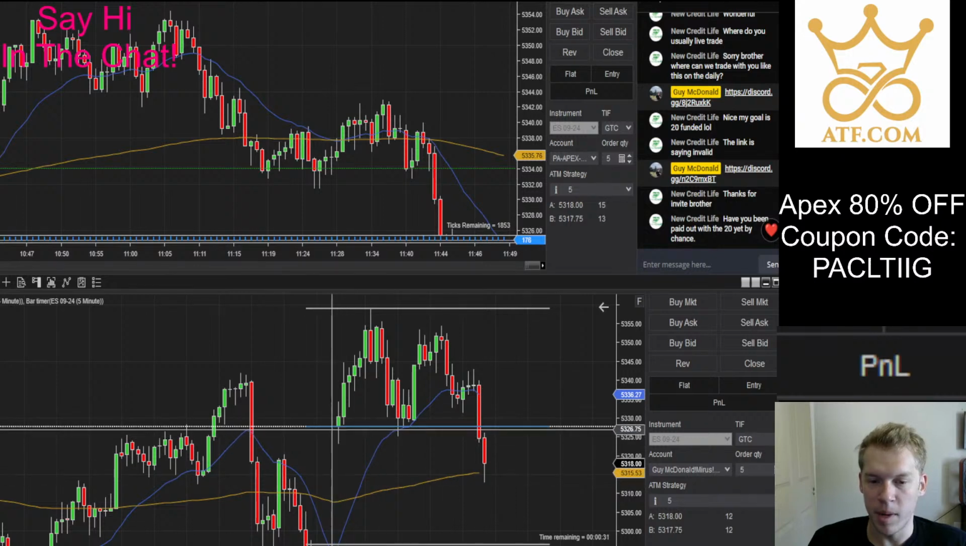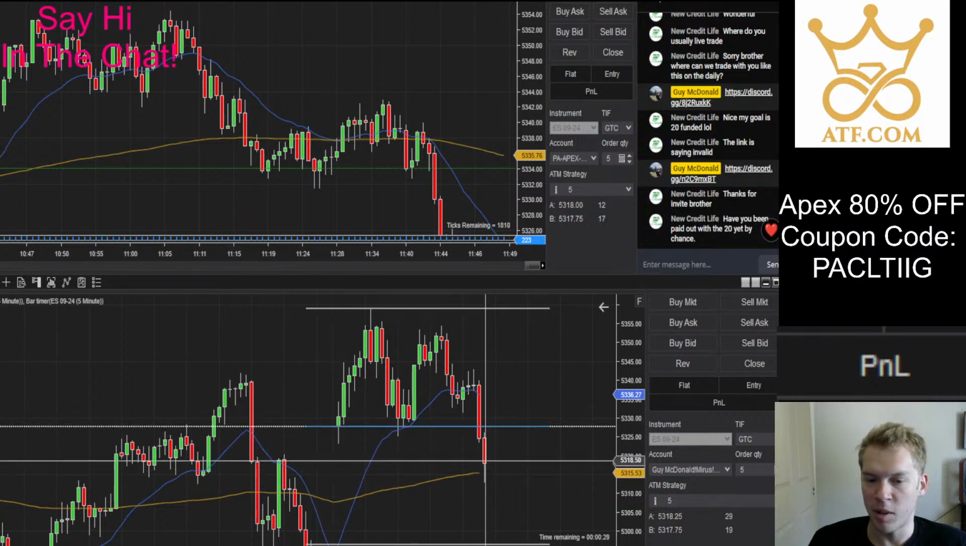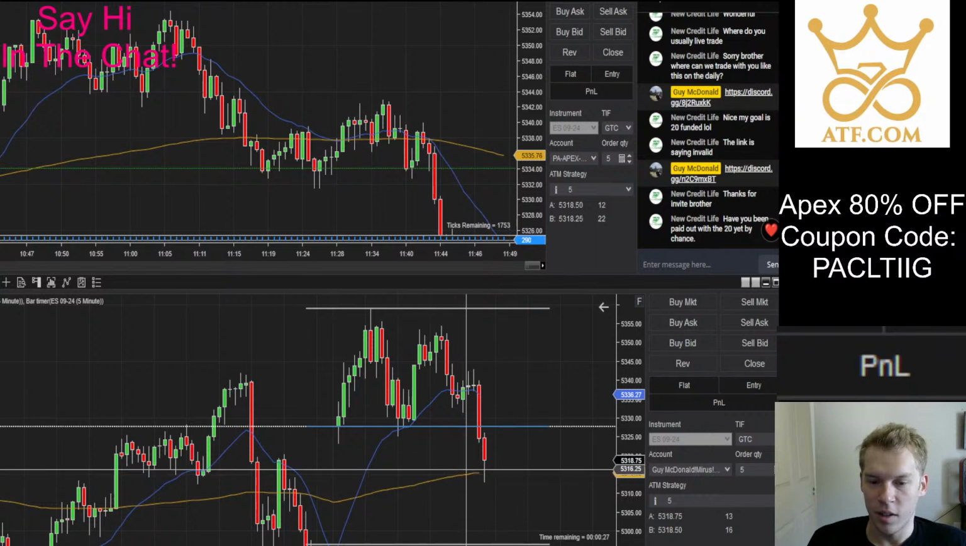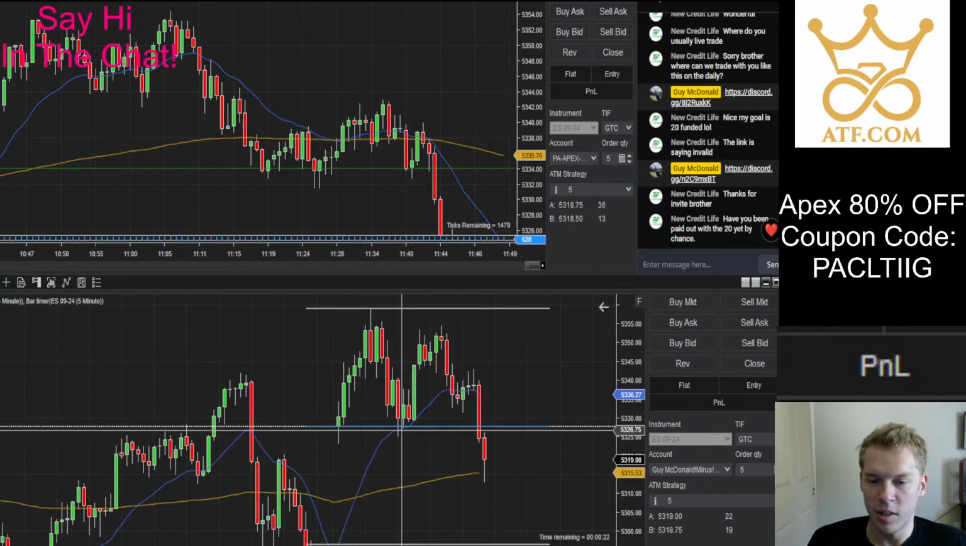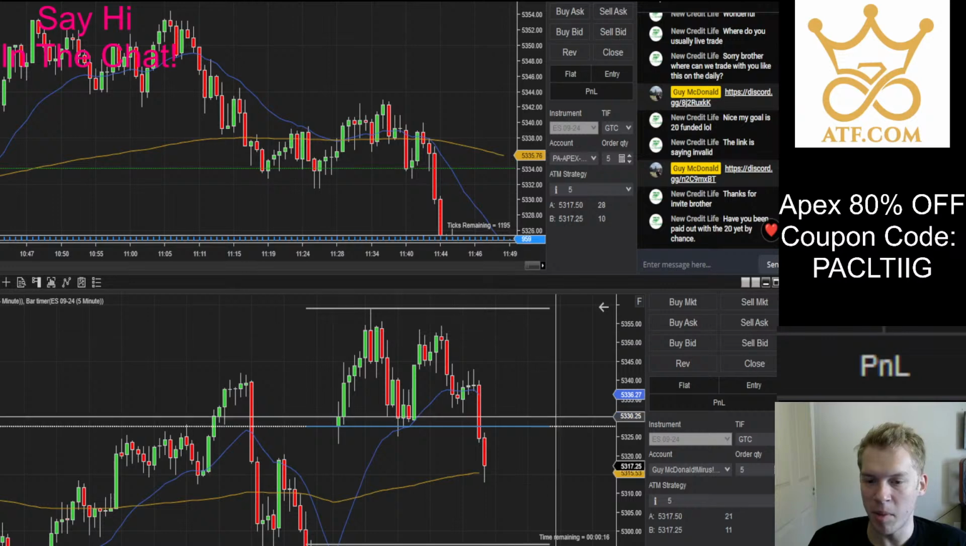But definitely keep in mind the open price. If we go back up, and we have the open and the market tests the open here, the market will usually tend to continue testing the open throughout the day. So it'll test it, it'll go above it, it'll come back down and test it again.